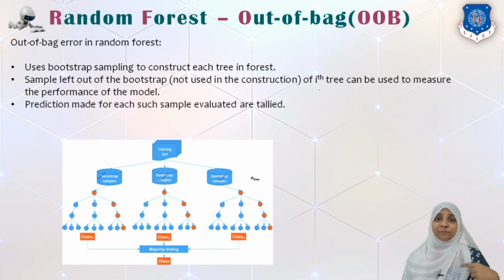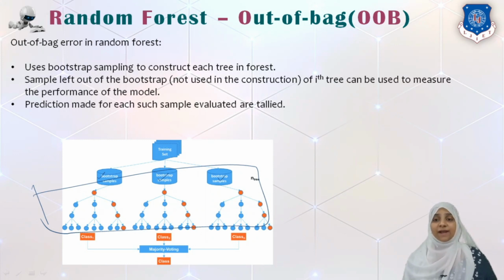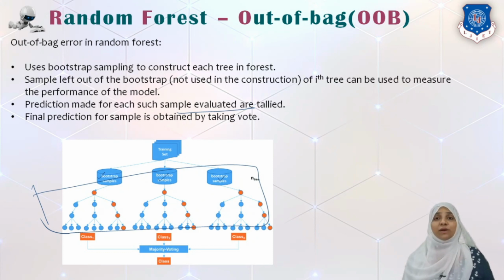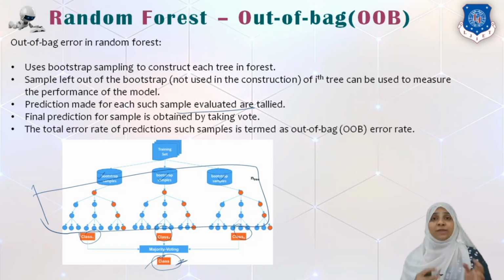So we consider those samples and make a prediction with the complete random forest based on that left out sample, and that prediction is evaluated and tallied against its original label. We do not only consider the class label of each individual tree, but always the final label. This final label is evaluated against its original label. If any error is found between the predicted final label and the original label, that is termed an error. So in a random forest, the total error rate of prediction on such samples is termed the out of bag error rate. That is, the error rate resulting from the samples left out because of bagging is termed out of bag error.